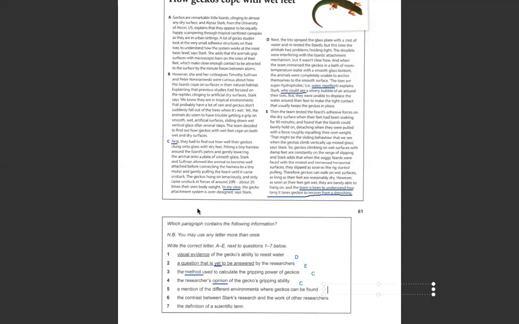Okay, so number 5 is different environments. Okay, be careful, different environments where the geckos can be found. So this may be a mention of their habitat. Please type your answer in the chat box.